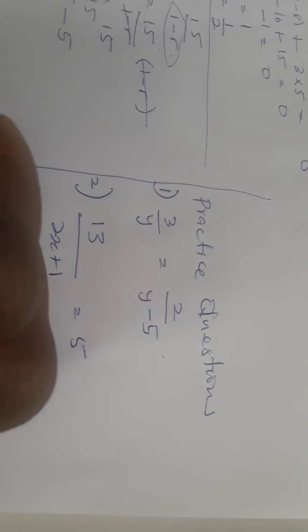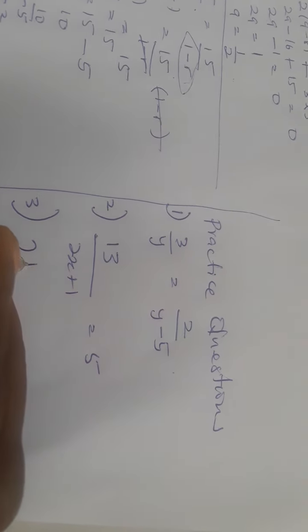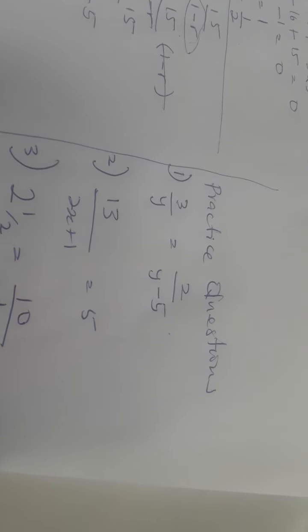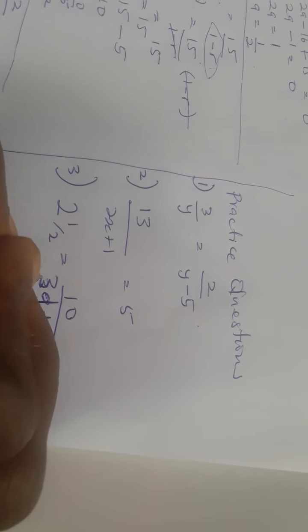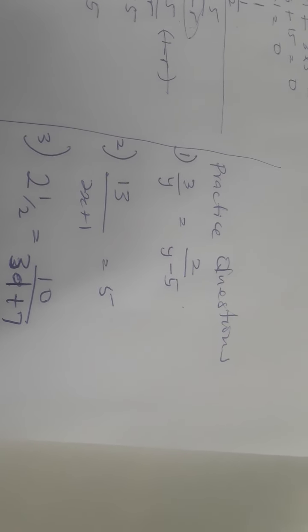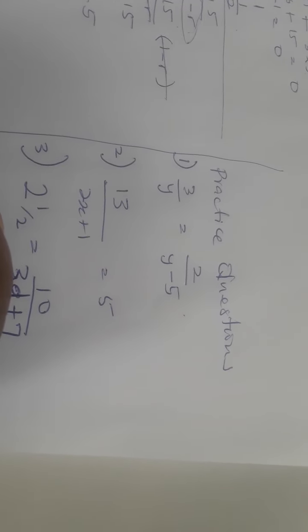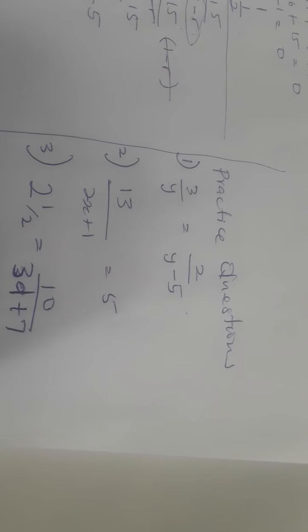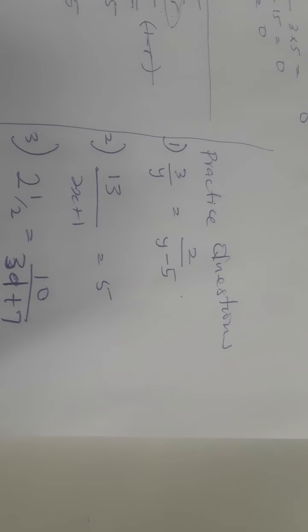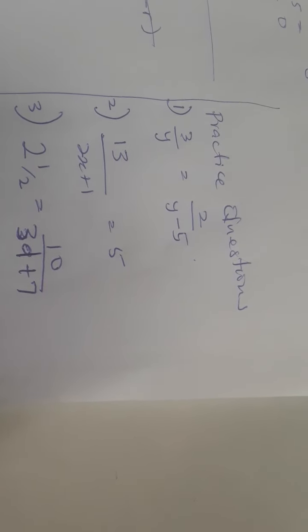Number 3, we have a mixed fraction in this mix: 2 and a half is equal to 10 over 3d plus 7. And question 4, let's look for something slightly more challenging: 2t plus 5 all over t minus 2 is equal to 7 over 3.